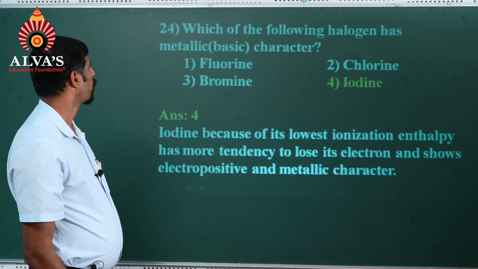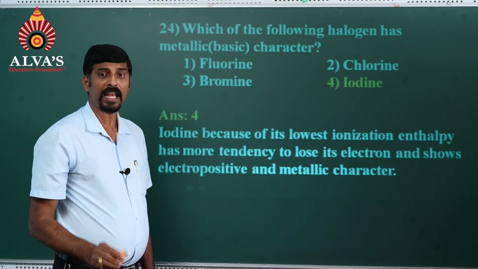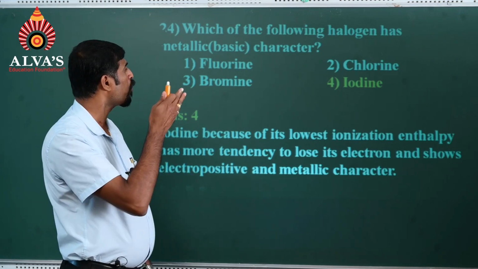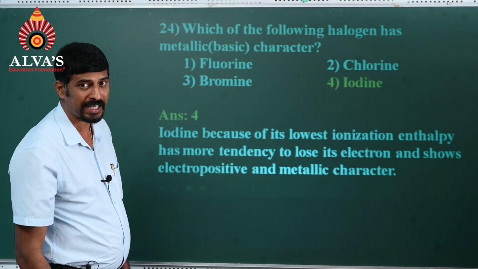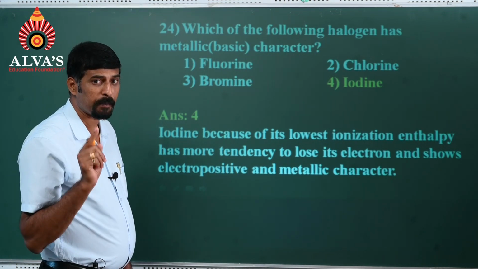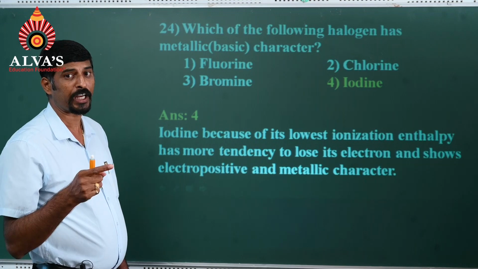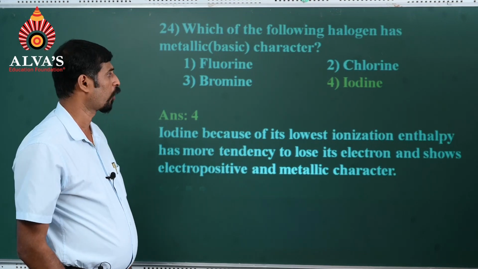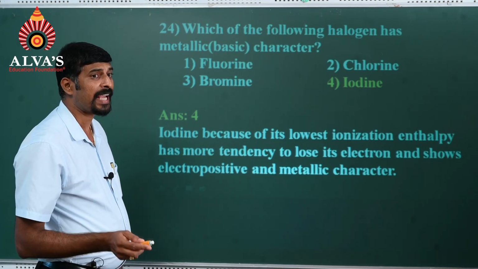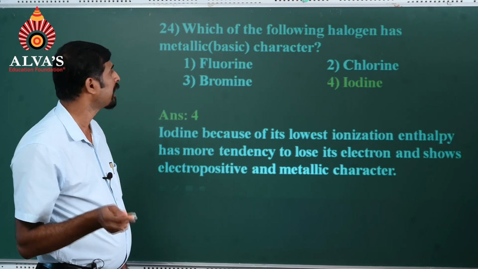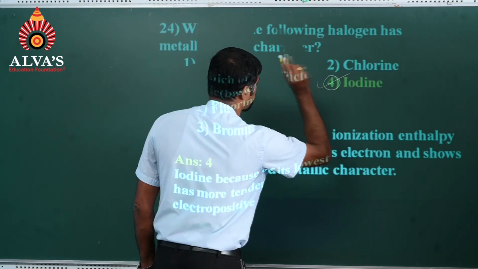Next, move on to question number 24. Which of the following halogens has a metallic character? As you move down the group, in the case of halogens, the metallic character goes on increasing. The metallic character increases because the ionization enthalpy goes on decreasing down the group. Electronegativity goes on decreasing down the group. Therefore, among fluorine, chlorine, bromine and iodine, iodine has more metallic character and hence it is more basic. Therefore, option 4 is the right answer.